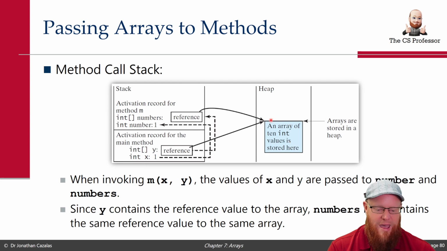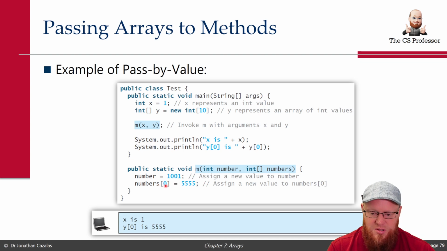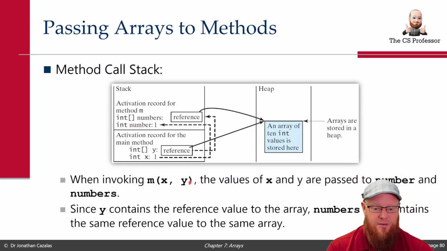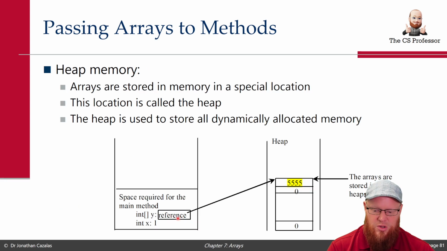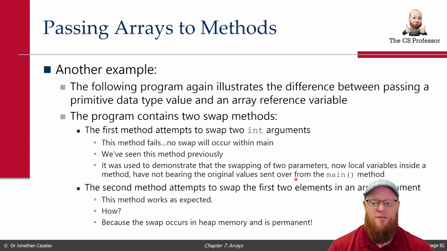So therefore, whenever we do this line of code, numbers of index 0 is 5555, we're changing this array on the heap right here, which is changing the values that both y is pointing to and also that numbers is pointing to. And so you can see that now y, its reference is still pointing to this memory, but index 0 is now 5555. A better example is the following swap example.